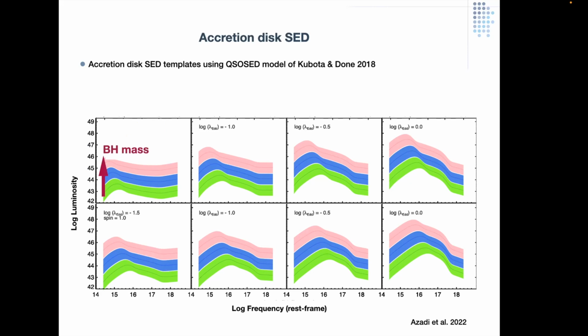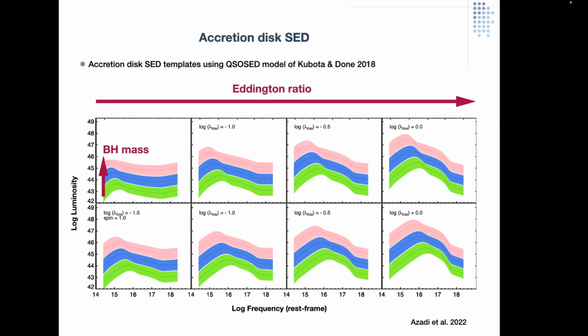So the plot here is log luminosity versus log frequency, and in each panel, the black hole mass increases from 10^7 to 10^10 solar mass from green to pink. The Eddington ratio increases from left to right, but is fixed in each panel, and the spin increases from 0 on the top panel to bottom, which is spin 1.